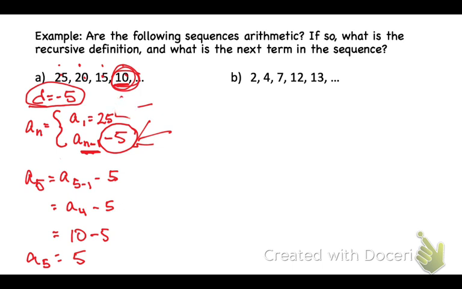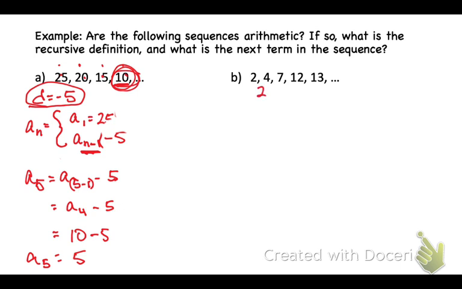Wait a minute, why did you go with a 5 minus 1 minus 5 and then a 4 minus 5? Because what is 5 minus 1? Oh, that's the big 5. Never mind, these are little. 4 minus 5 is 9. Okay, 2, 4, 7, 12, 13.